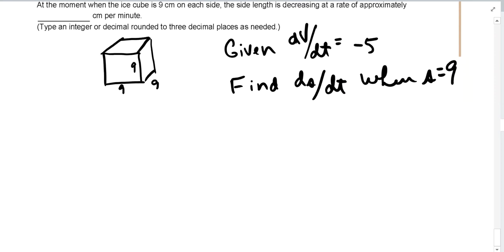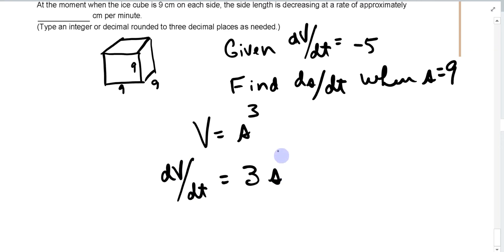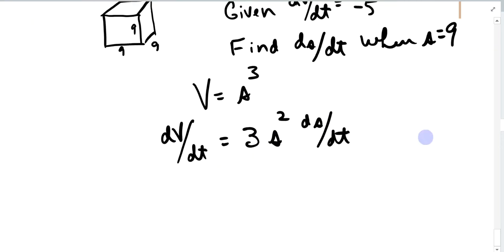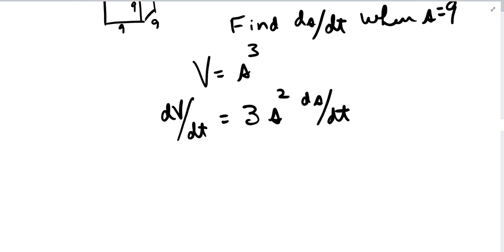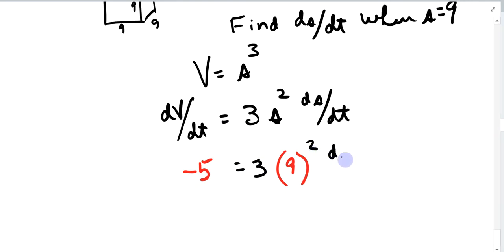All right. So the volume of a cube is the side cubed. So that would be s cubed. Now let's take the derivative. dV/dt equals 3s squared ds/dt. And now we're going to plug in what we know. We're given dV/dt, so that's -5 equals 3, and we want to put in 9 because that's the side, and ds/dt is what we're solving for.